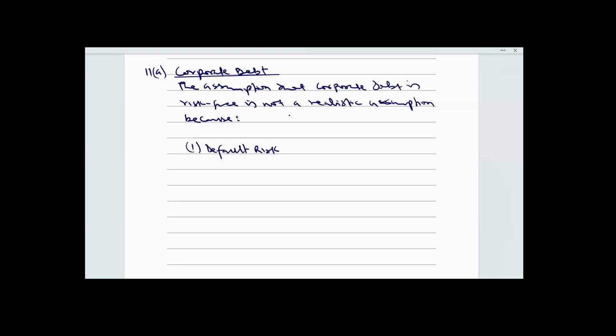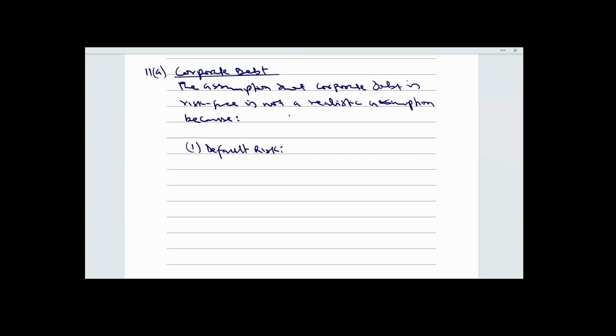So if at the end of the day I'm unable to pay the entire debt, what will happen to the balance? Of course, the investor or the lender will have to forgive that, because I don't have the capacity to pay again. So whenever there is default risk, corporate debt cannot be said to be risk-free.